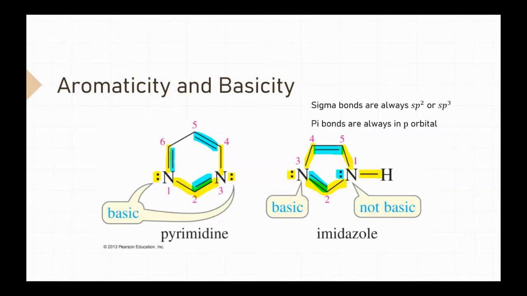So figuring out if this is basic or not. Remember, single bonds are in sp2 or sp3 orbitals, and pi bonds are always in a p orbital. So for this nitrogen, the p orbital is already filled, so it's sp2. That means this is basic. Same with this. Now with this nitrogen, you have 3 single bonds, so the sp2 orbitals are already filled, and your last one should be in your p orbital. Right? Because that's in the p orbital, it is not basic.